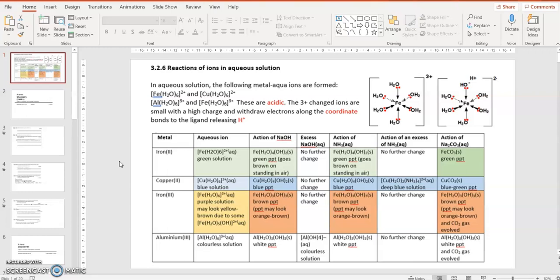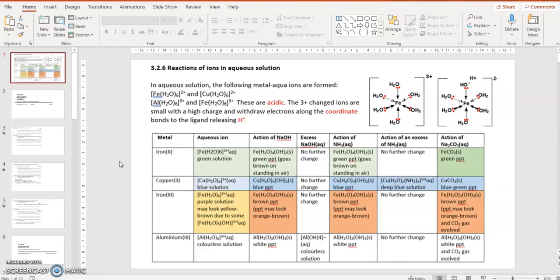However, when you add more of it, sometimes only with copper, the ammonia ligands can replace both of the OHs and 2 of the waters, and it can form Cu(H2O)2(NH3)4 with 2 water ligands and 4 ammonia ligands, and it forms 2+. Why is it 2+? Because the water and the ammonias have no charge, and the Cu is still 2 plus overall, and that's a deep blue solution.